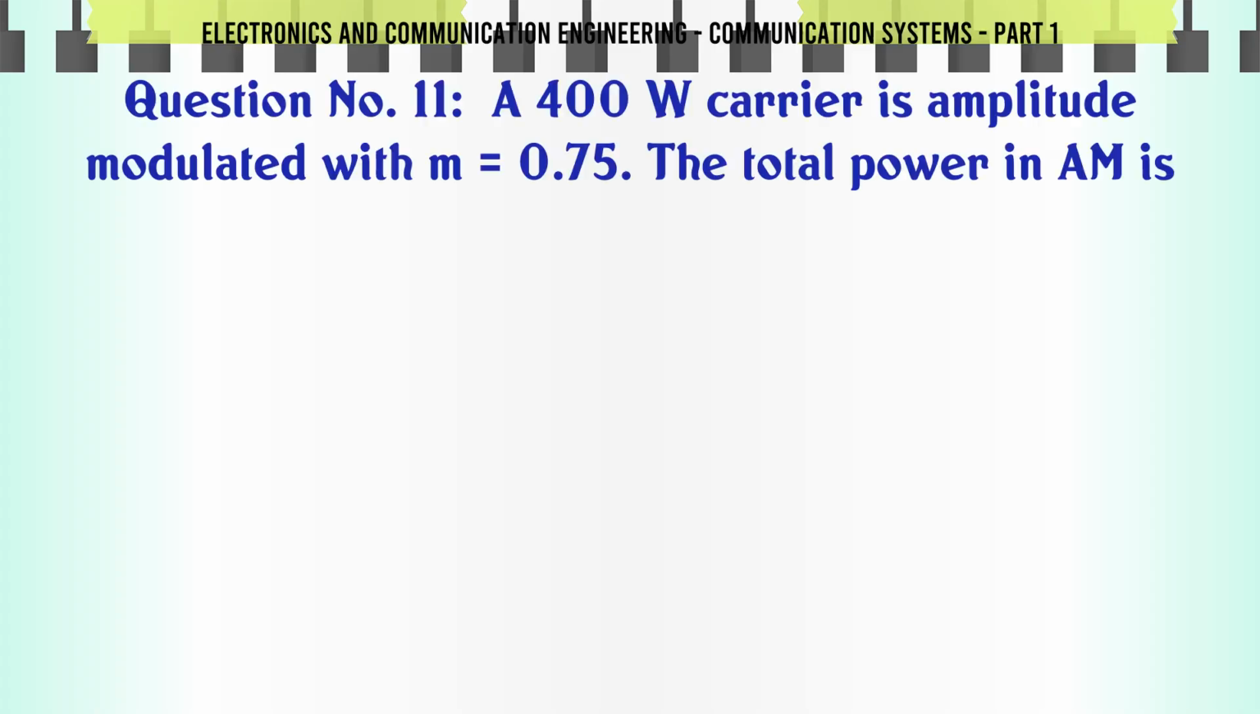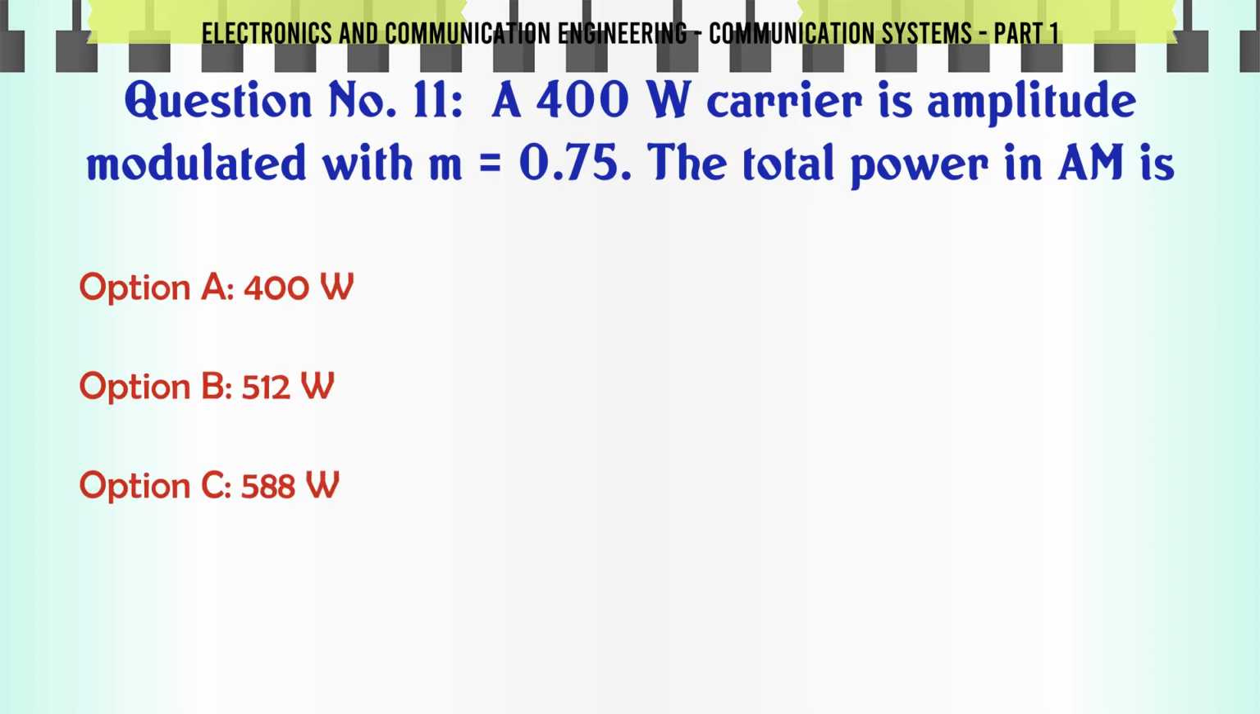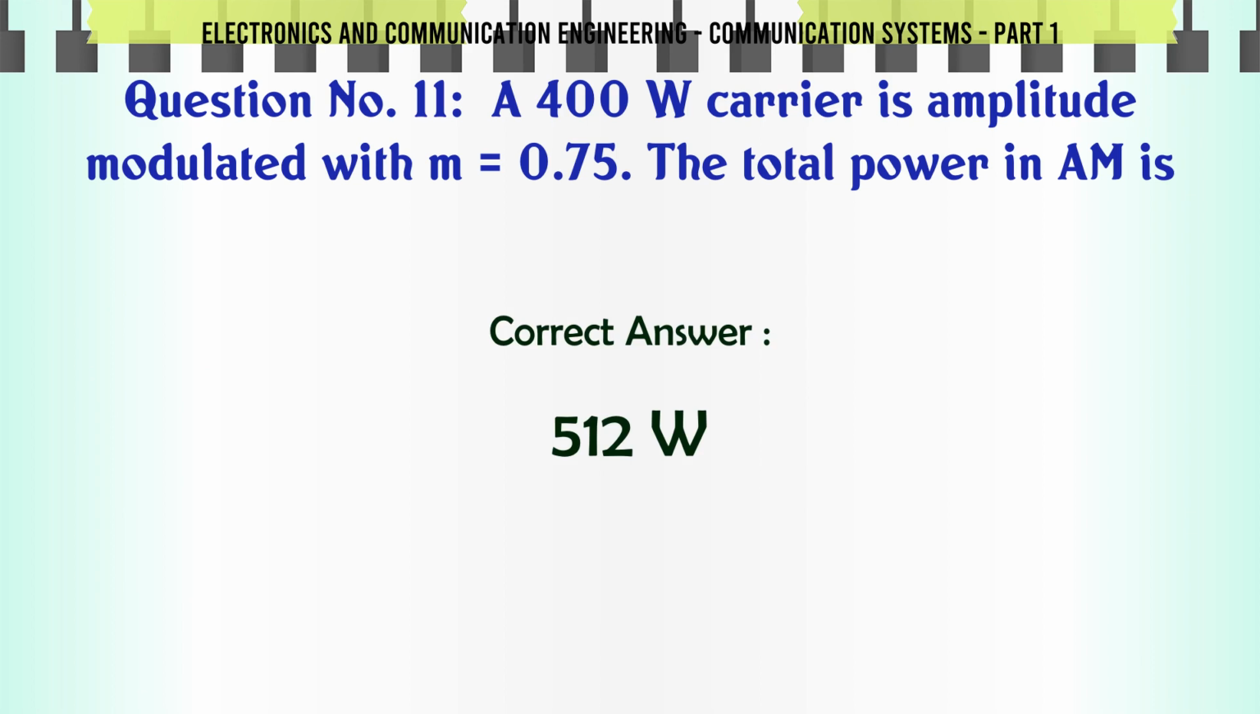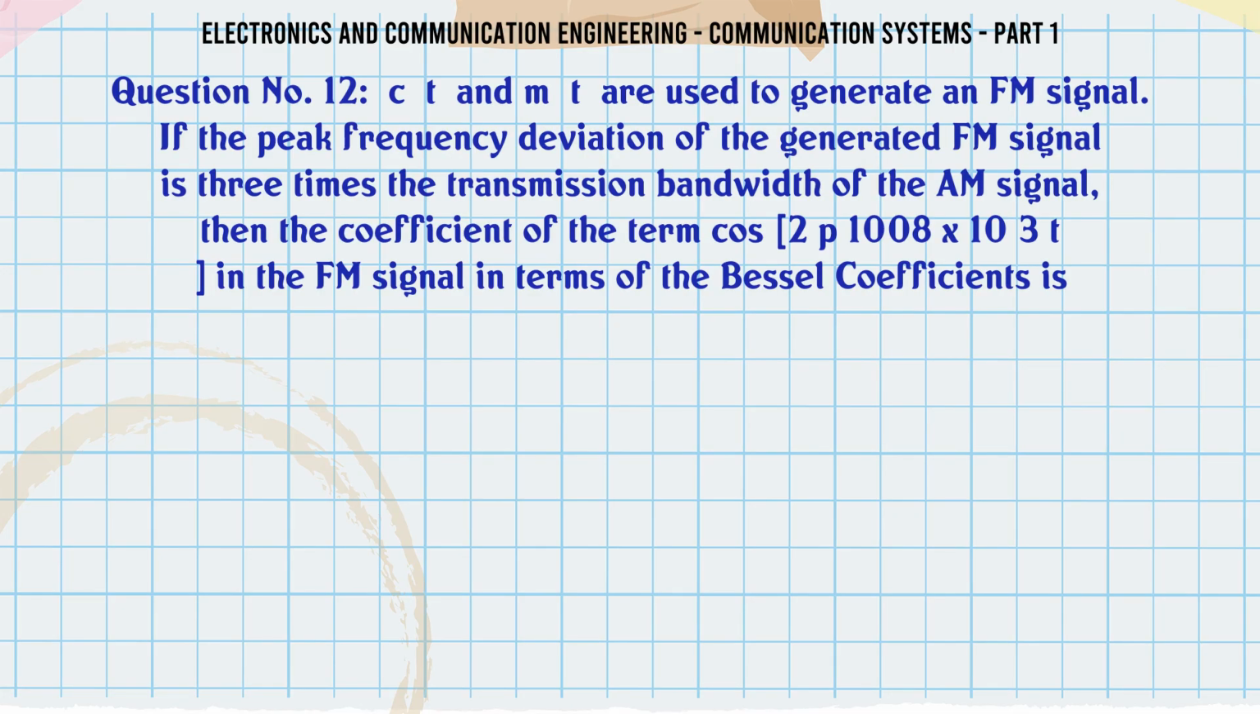A 400 watts carrier is amplitude modulated with m = 0.75. The total power in AM is A. 400 watts, B. 512 watts, C. 588 watts, D. 650 watts. The correct answer is 512 watts.